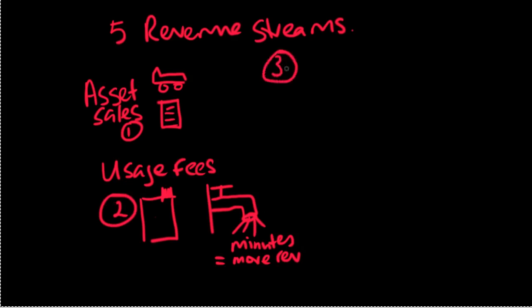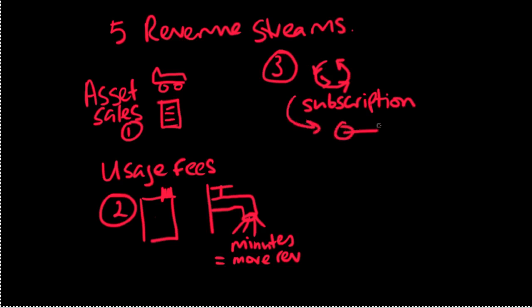The third type of revenue stream is based on a continuous consumption of a product, and it's called subscription based. So every January, when tens of thousands of people flock to a gym and start lifting weights, they pay a monthly fee to access that gym. So that's an example of a subscription service.